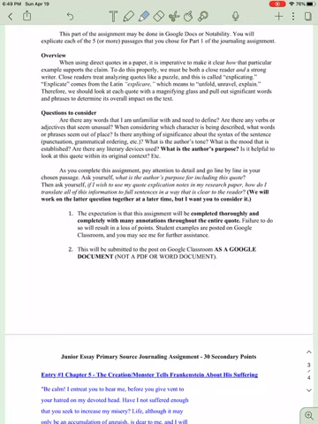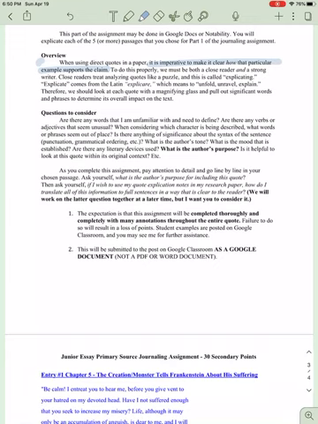We're going to explicate a passage together, so you'll see it'll be easier to do in Notability rather than Google Docs, but of course, the choice is yours. Starting here, when using direct quotes in a paper, it is imperative to make clear how that particular example supports your claim. To do that, you need to explicate your quote.